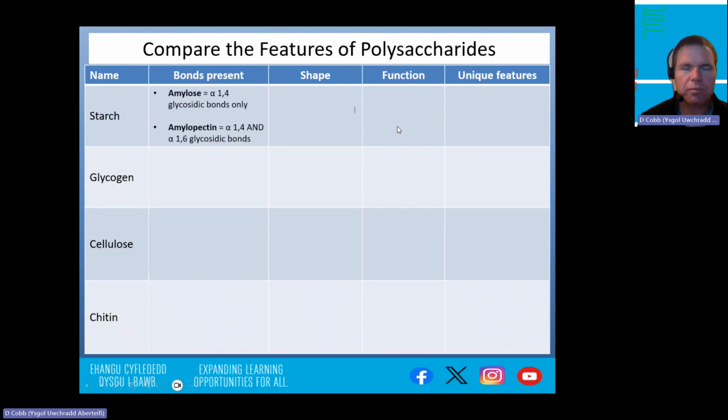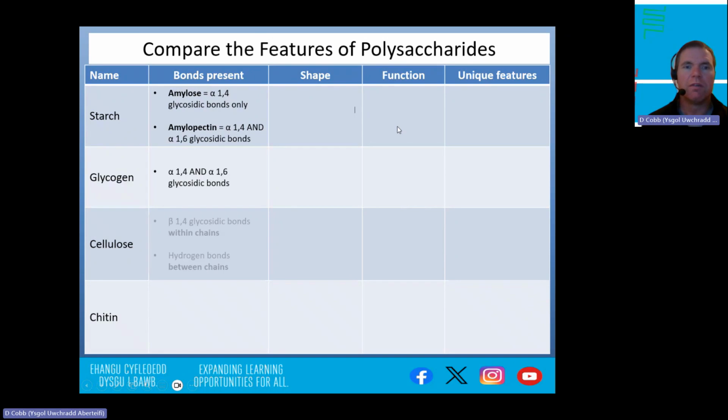So starch. First of all, what bonds have we got present? This is a tricky one because we can't just give a simple answer here, because starch is a mixture. So we have to say, well, amylose has alpha 1,4 glycosidic bonds. Amylopectin, the other component of starch, has 1,4 and 1,6 glycosidic bonds. Now glycogen, because it's like amylopectin, just has alpha 1,4 and alpha 1,6 glycosidic bonds.